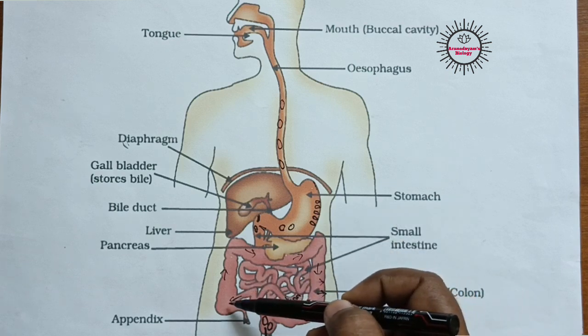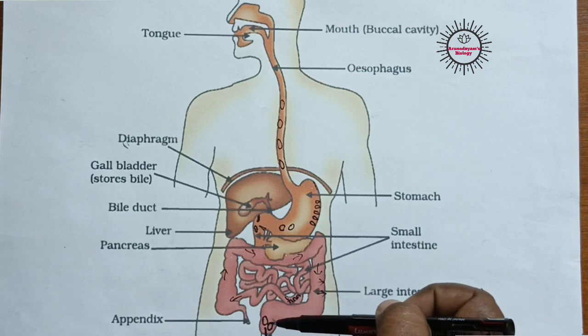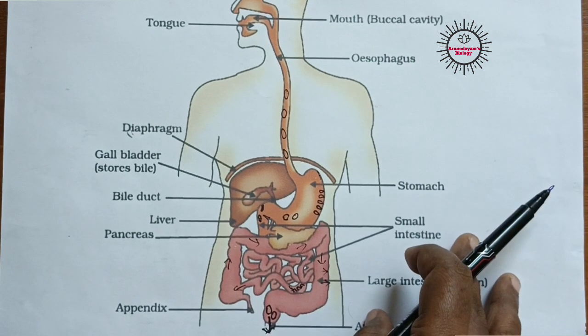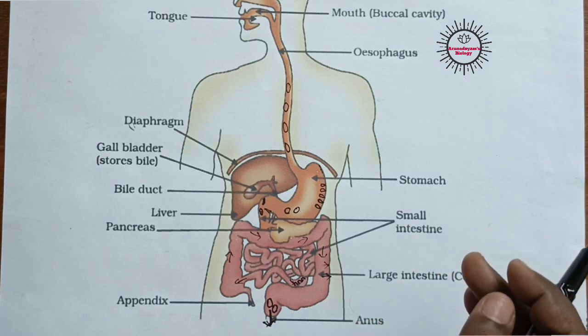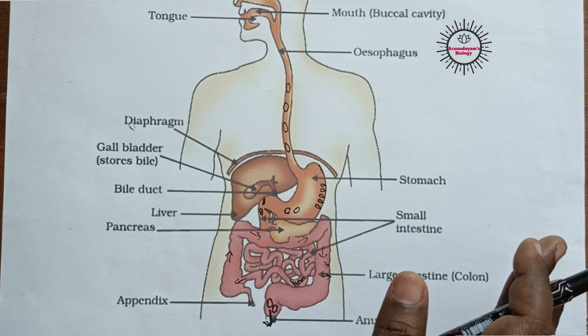Next, undigested food enters the large intestine. Here also water gets absorbed, and finally solid feces are stored temporarily in the rectum. Finally, defecation takes place through the anus. This is a brief explanation of the human digestive system.